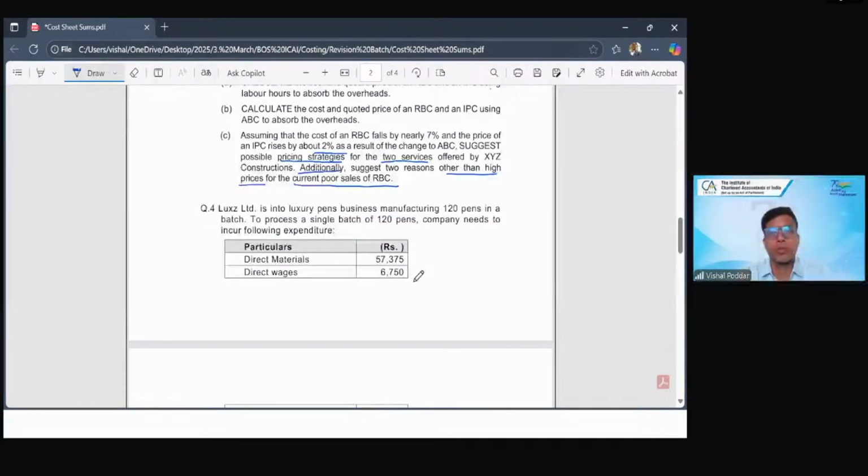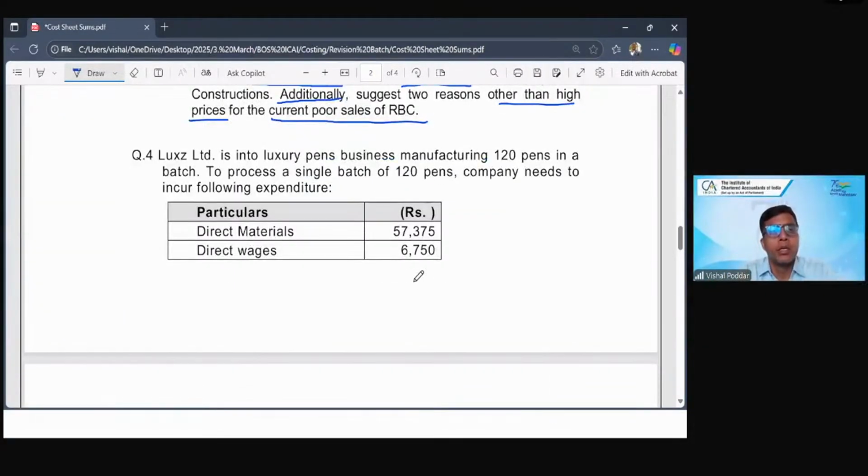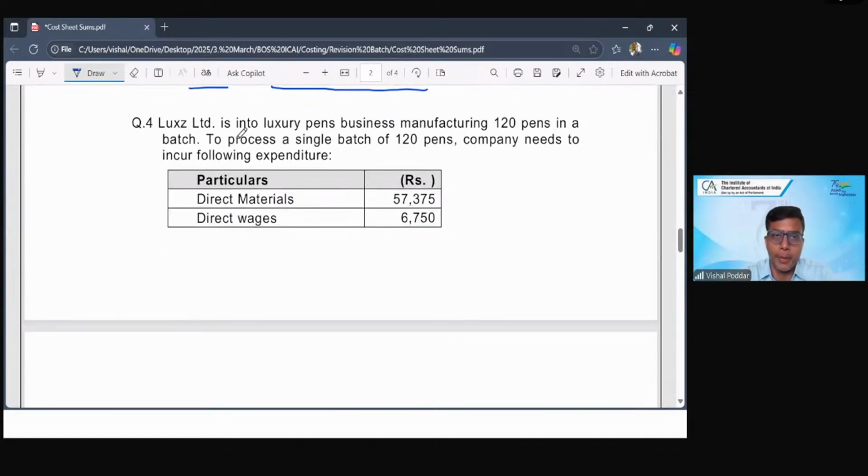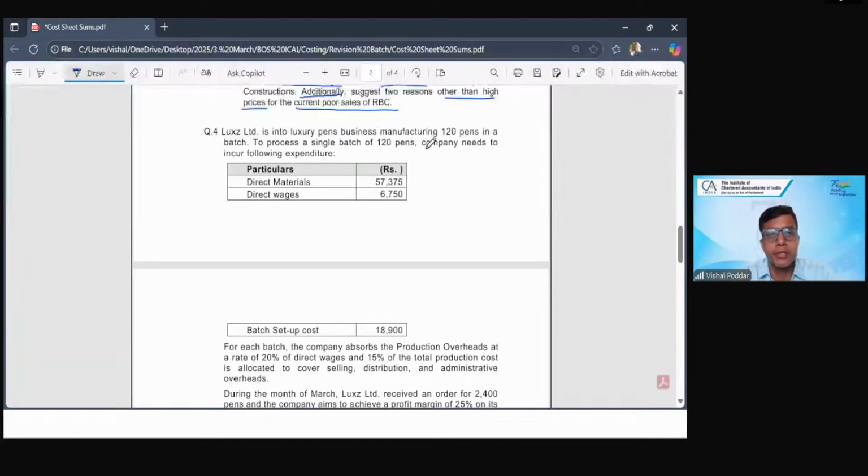Okay. Let us proceed. Lux Limited is into the luxury pens business, manufacturing 120 pens in a batch. To process a single batch of 120 pens, the company needs to incur the following expenses. So they are manufacturing pens in batches. Each batch has 120 pens. So what are the expenses? Now these are expenses for 120 pens. You have to keep this in mind because it is in batches.